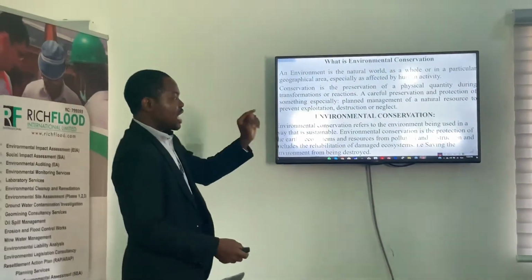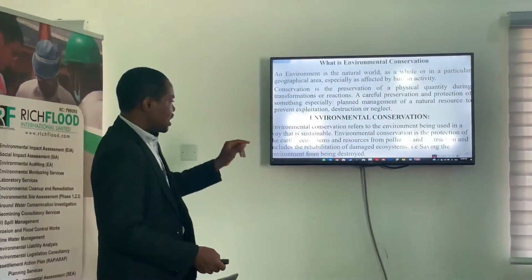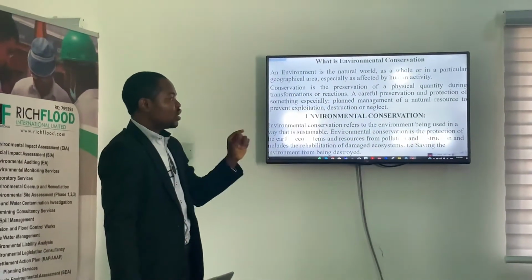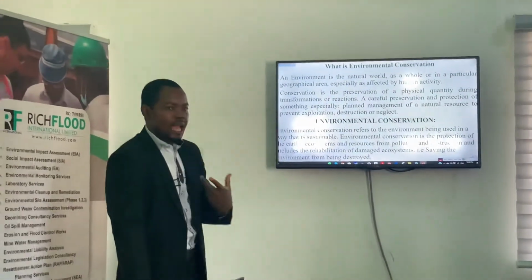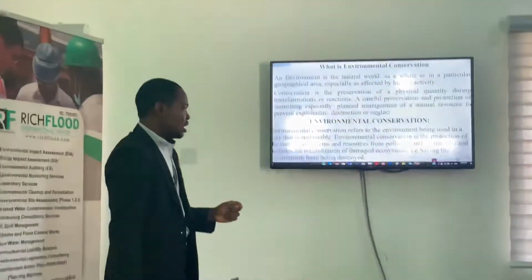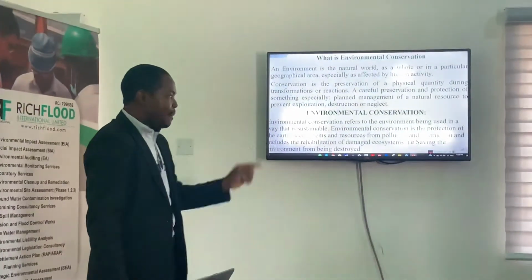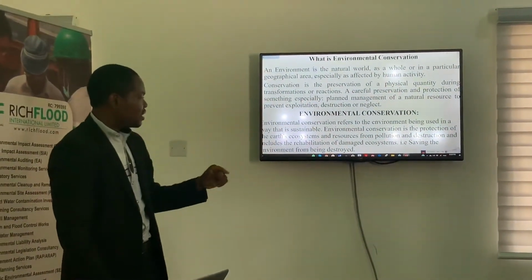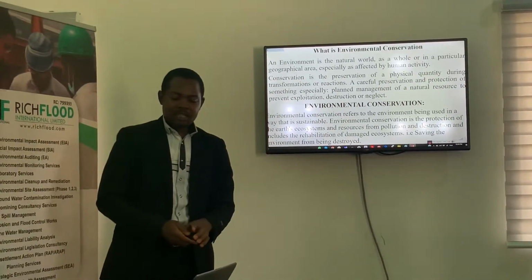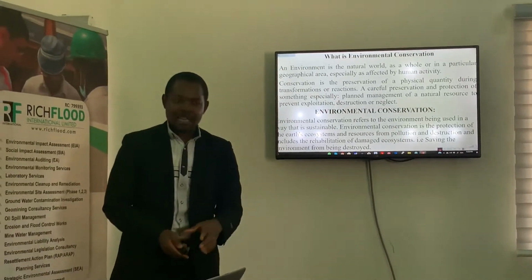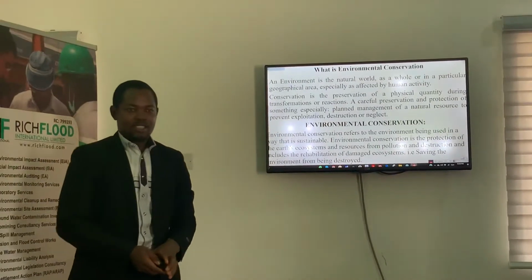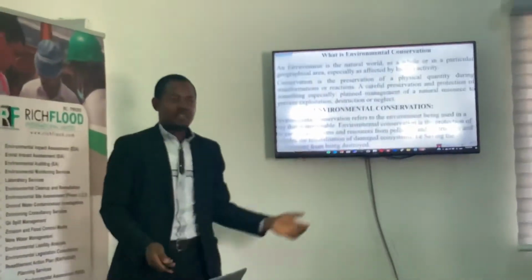This refers to the environment being used in a way that is sustainable. Environmental conservation is the protection of the Earth's ecosystem and resources from pollution and destruction. And this includes the rehabilitation of damaged ecosystems, that is saving the environment from being destroyed. Now, my colleague earlier talked about the social impact assessment. Now, why is this happening? Because most of the environment has been destroyed. And when we talk about the environment, it's diverse.